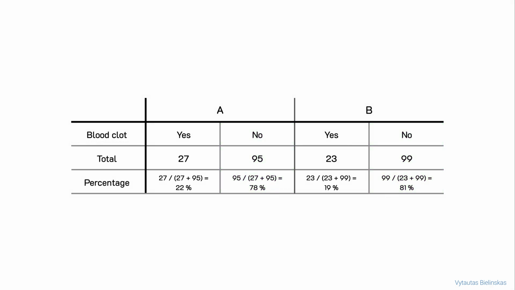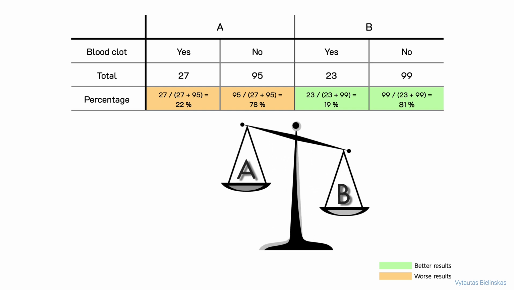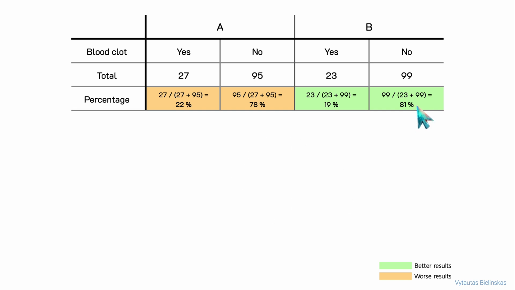Let's move this table and highlight the better drug based on what we have so far. We can see that the current view on the data shows that drug B is better than drug A because it has a higher percentage of patients who do not have a blood clot. 81% on drug B versus 78% on drug A. If everything is clear so far, let's move forward.